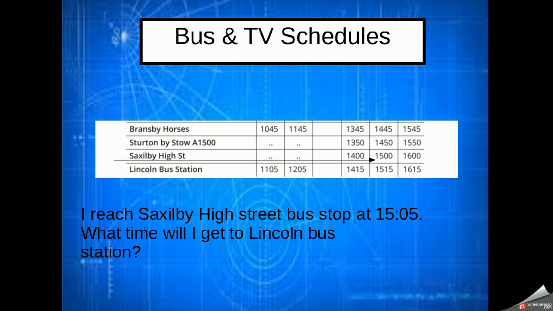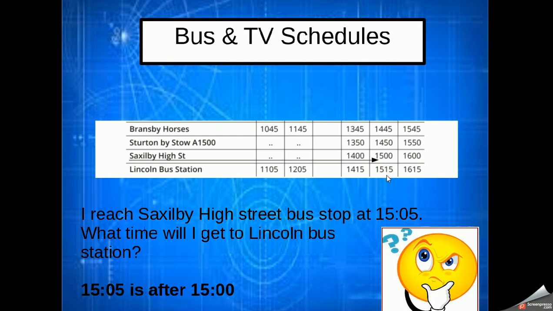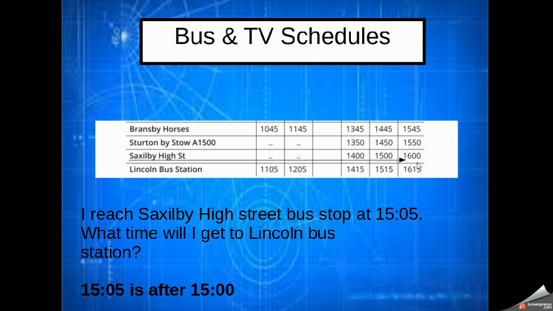So when you're going across, 2 o'clock is before it. We go across to the next one, 3 o'clock is before it. If we go to the next one, 4 o'clock is after it. So we're going to use the 1500 time. We can't catch the 1500 bus because it'll have missed us. So we keep on going to the next time.